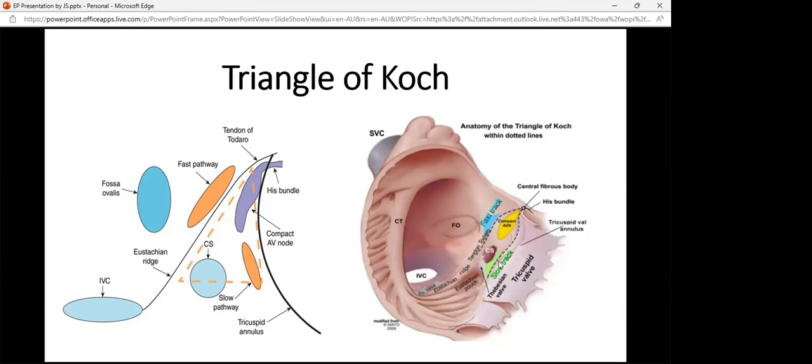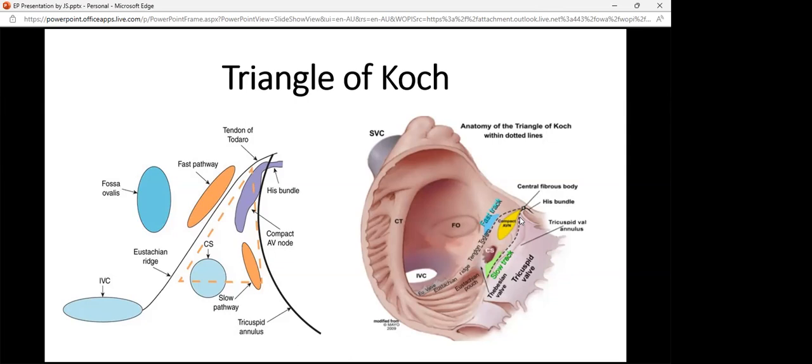So it's important that they're using X-ray, 3D mapping systems, and the signals on the catheter. We make sure when we're using the ablation catheter that we don't have any His signals on there, meaning that we're very close to the AV node. So it's really about looking at your signals and understanding what we're looking for there.